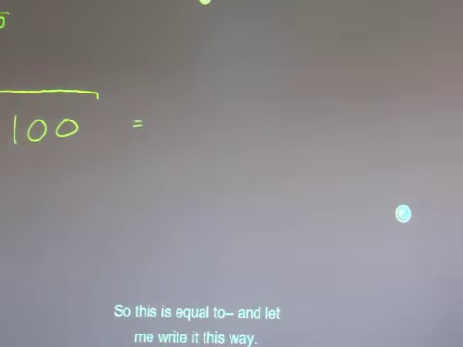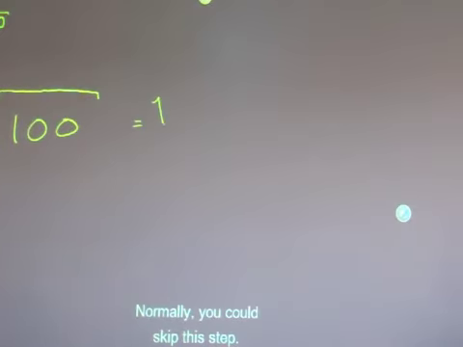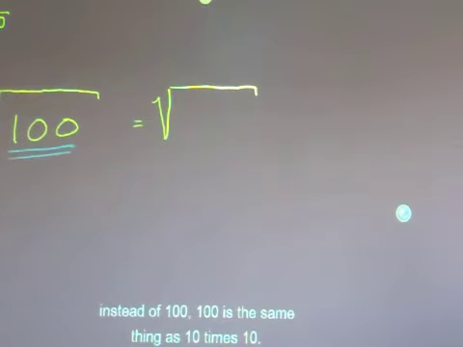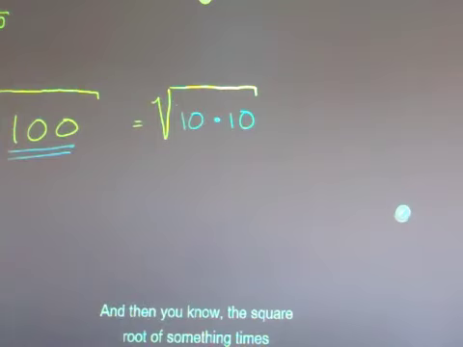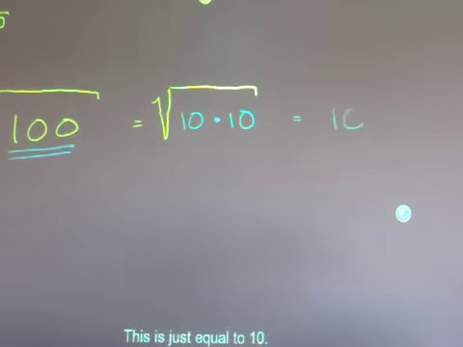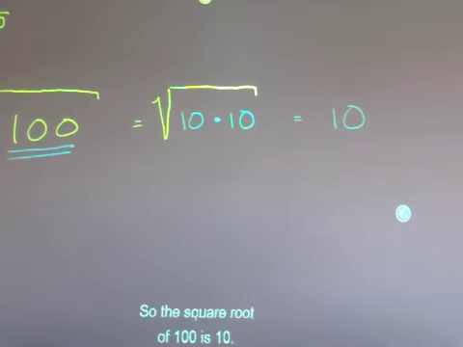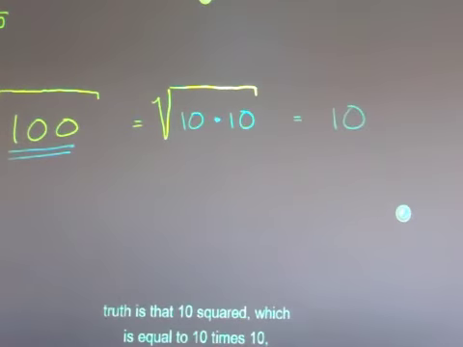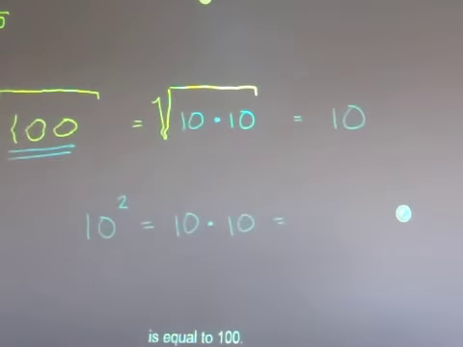So this is equal to, and let me write it this way, normally you can skip this step, but you can write this as the square root of, and instead of 100, 100 is the same thing as 10 times 10. And then you know, the square root of something times itself, that's just going to be that something. This is just equal to 10. So the square root of 100 is 10. Or another way you could write the same truth is that 10 squared, which is equal to 10 times 10, is equal to 100.